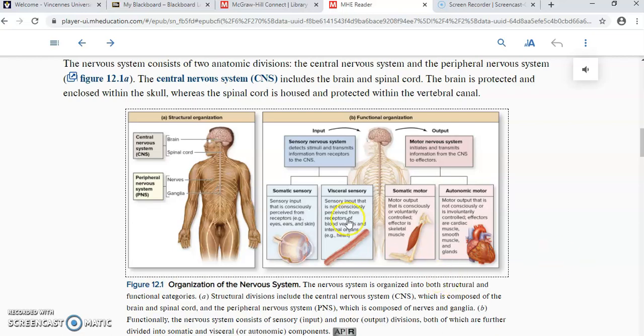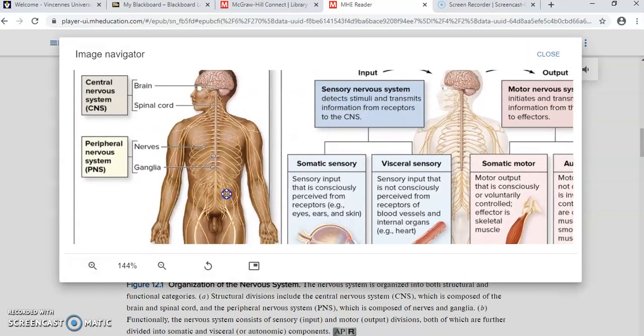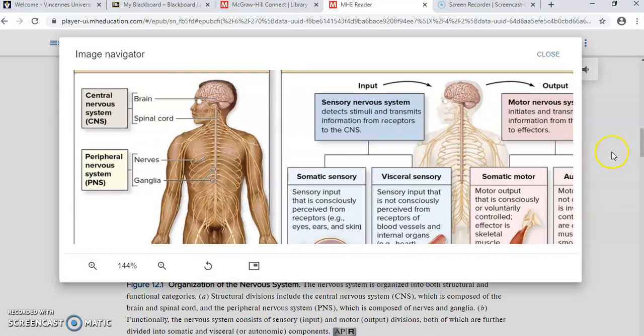I'm going to use this picture here. When we're talking about the general functions, we can break it down into three main primary functions that our nervous system is responsible for. So the first one is that the nervous system is responsible for collecting information from the environment. It may be our external environment, or it could be the internal environment too.